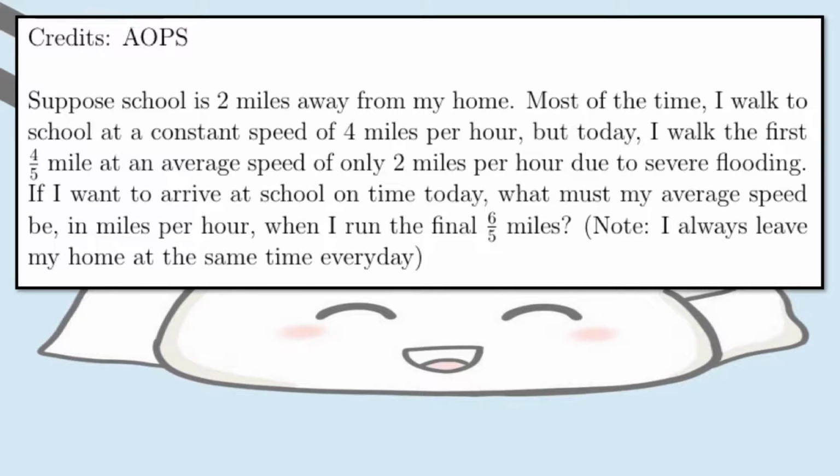Suppose school is 2 miles away from my home. Most of the time, I walk to school at a constant speed of 4 miles per hour, but today I walked the first 4/5 of a mile at an average speed of only 2 miles per hour due to severe flooding. If I want to arrive at school on time today, what must my average speed be in miles per hour when I run the final 6/5 miles? Note that I always leave my home at the same time every day.